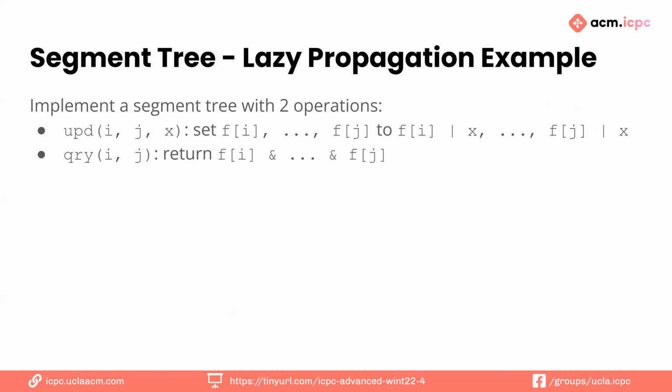Okay, now this is another example. Update the range with bitwise OR and query the range with bitwise AND. Do those operations make sense? The only hard part is what happens to the entire segment if you update every element with some X. If you bitwise OR every element with X, what happens to the bitwise AND of the segment?